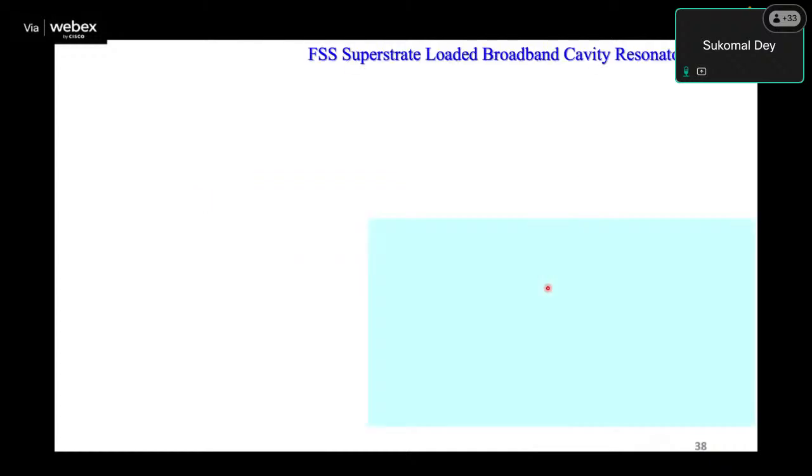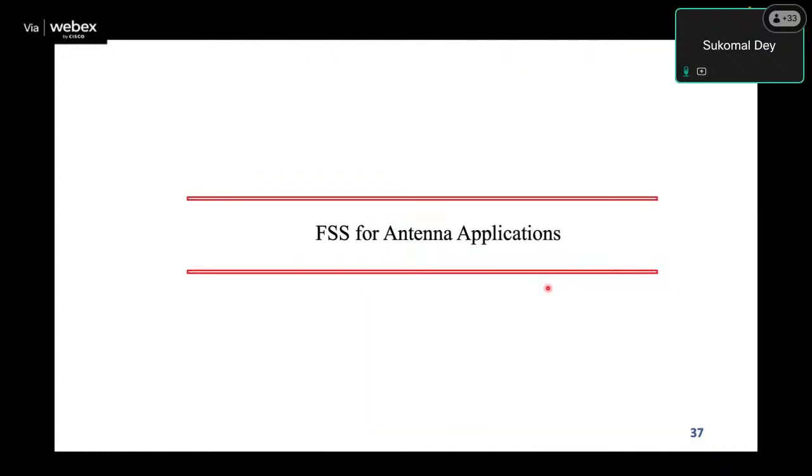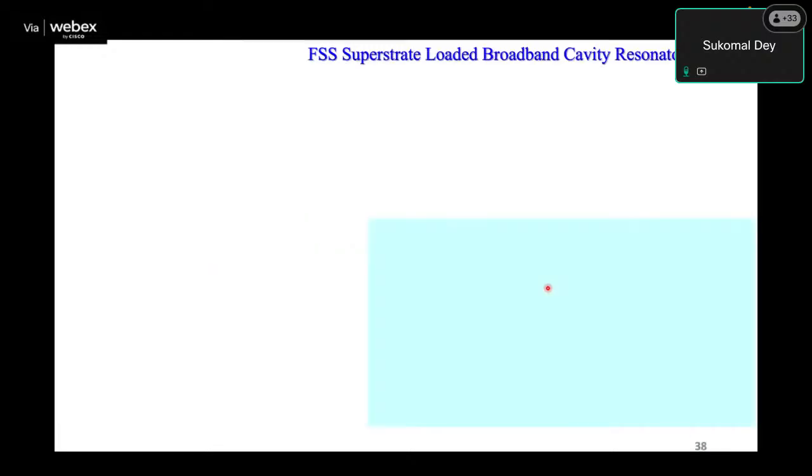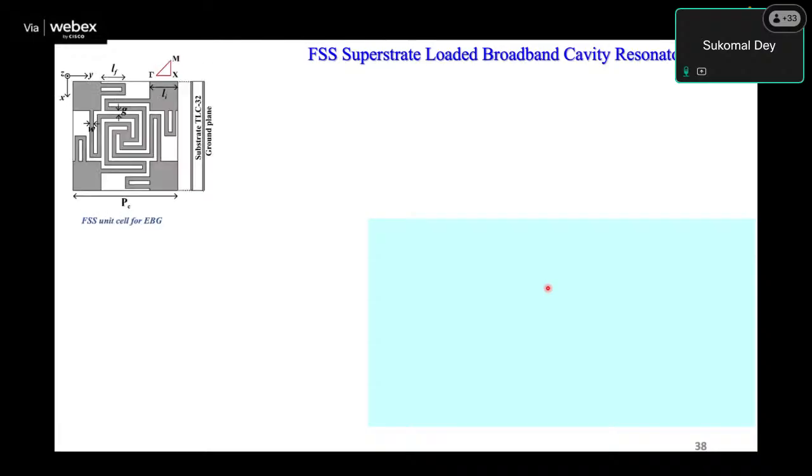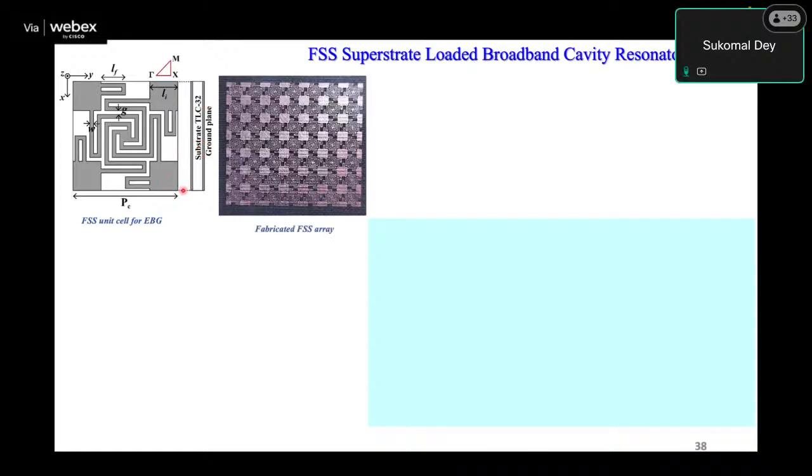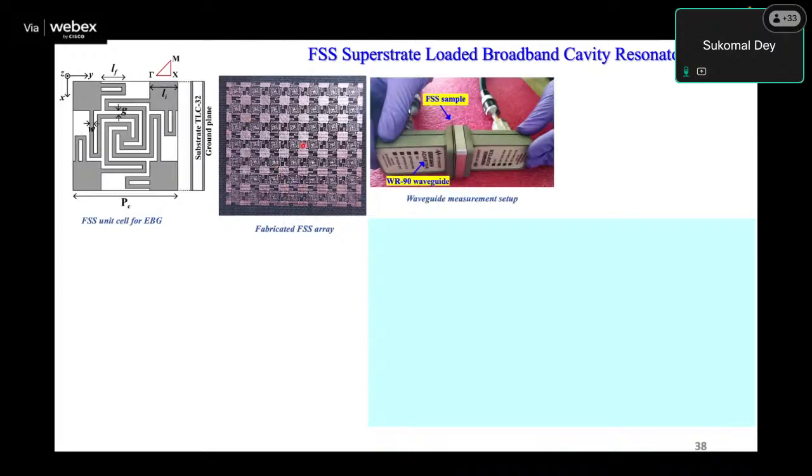Okay, now we'll conclude our discussion by showing some applications of FSS for antenna applications, considering the current 5G and 6G scenario. This is one of the FSS structures made on a Taconic substrate, which has a ground plane. The structure has been fabricated as an FSS array. Then the structures have been tested using the waveguide method, because we thought of testing it with a waveguide.